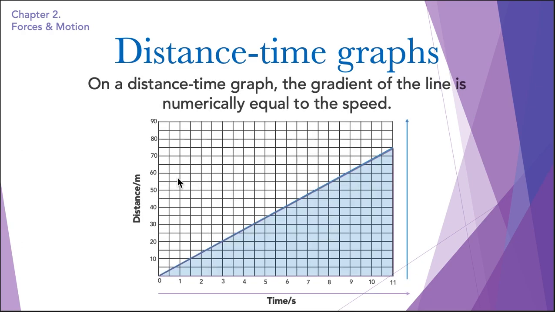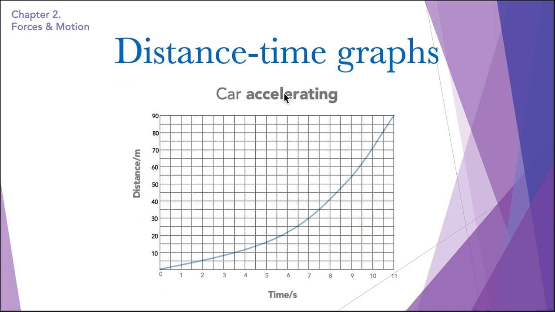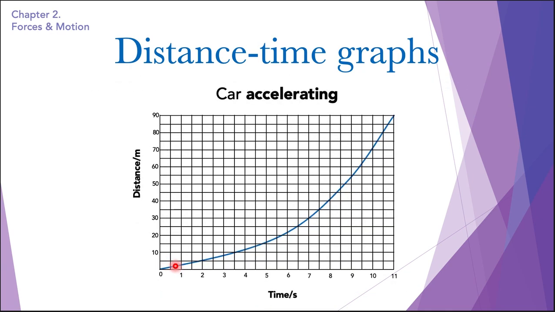On a distance time graph, the gradient of the line is numerically equal to the speed. Numerically equal means that when we divide distance by time, we get speed. So we can only find the speed of a graph which has a steady speed. The speed is not changing in this graph. If the speed is changing, we can't find out the speed. We can only find it at 1 second or microsecond.